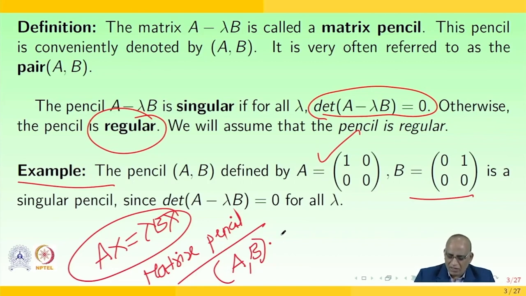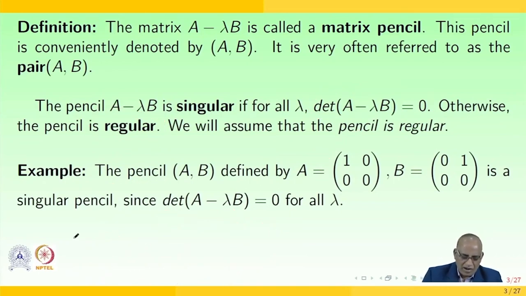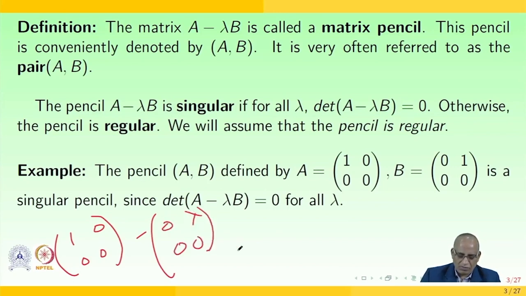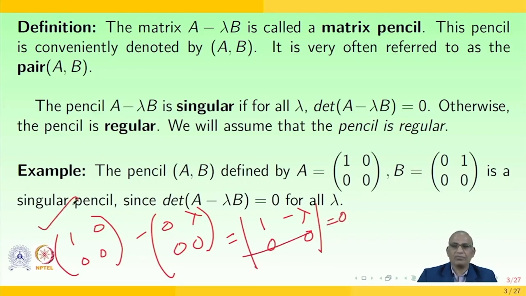How is it A minus lambda B? Look at this. We have 1, 0, 0, 0 minus lambda times 0, 1, 0, 0. So essentially this turns out to be 1, minus lambda, 0, 0. The determinant of this is, anyway, this is a 0 row, so the determinant happens to be 0. Since the determinant of A minus lambda B is 0 for all values of lambda, irrespective of non-zero or 0, whatever it is.